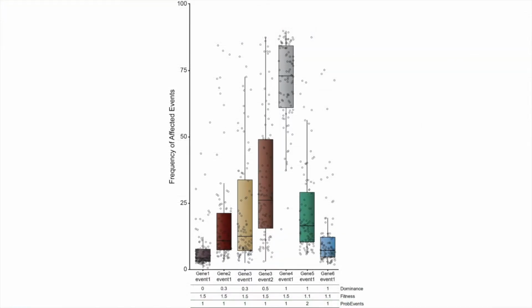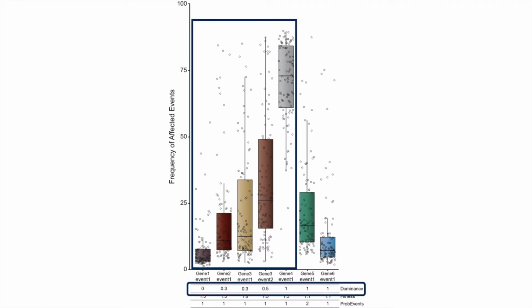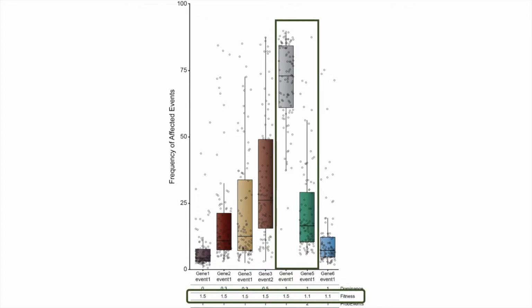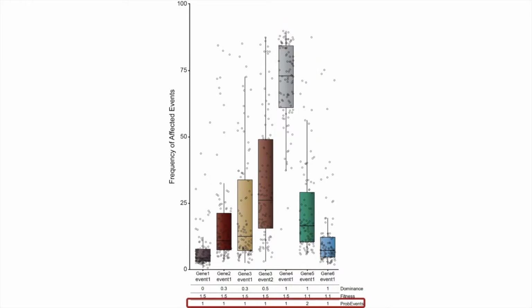For example, in a setting with 6 genes and 7 events, increasing dominance, as expected, increases the frequency in which this event appears in the final population. Final frequency is positively correlated with cell fitness, compare gene 4 and 5, and with probability of events, compare gene 5 and 6.